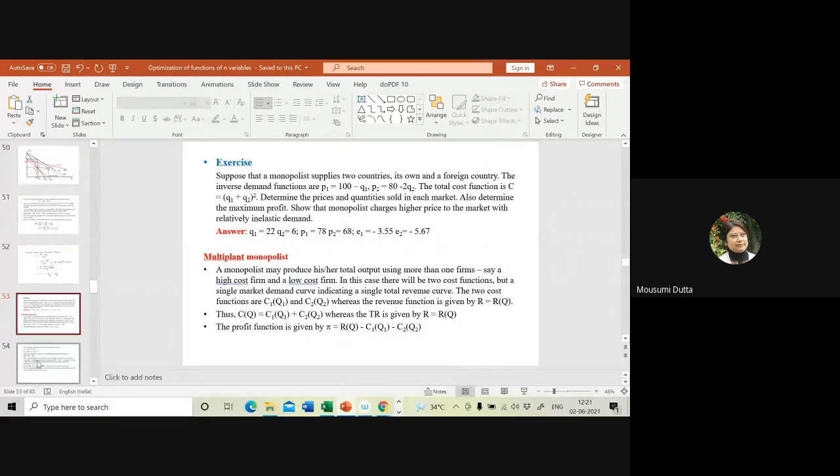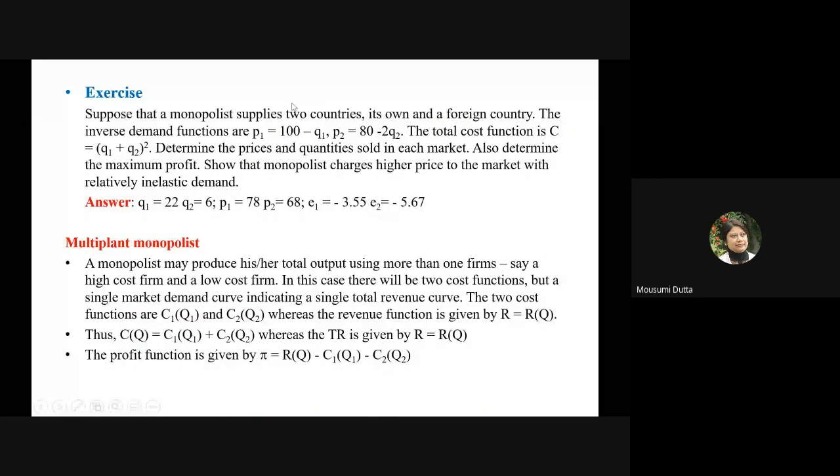So I hope price discrimination is more or less clear to all of you. As you read more, go through these things repetitively, practice some more numerical exercises, and things will be more clear. For all the questions, try to solve them, finding Q1 star, Q2 star, P1 star, P2 star, what are the values of elasticities, what is the market power, all these things.